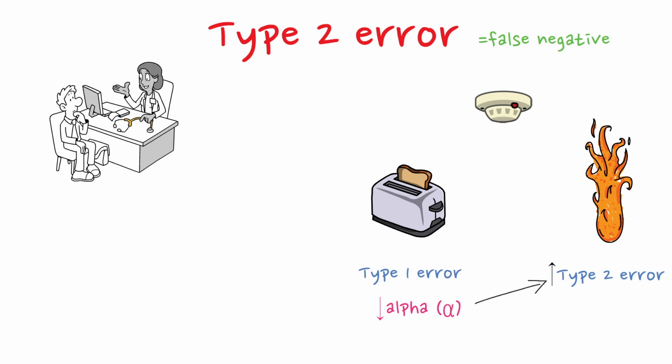That's one of the central tensions in null hypothesis significance testing. Protecting ourselves against false positives makes us more vulnerable to false negatives. Fortunately, there's a way to balance this.